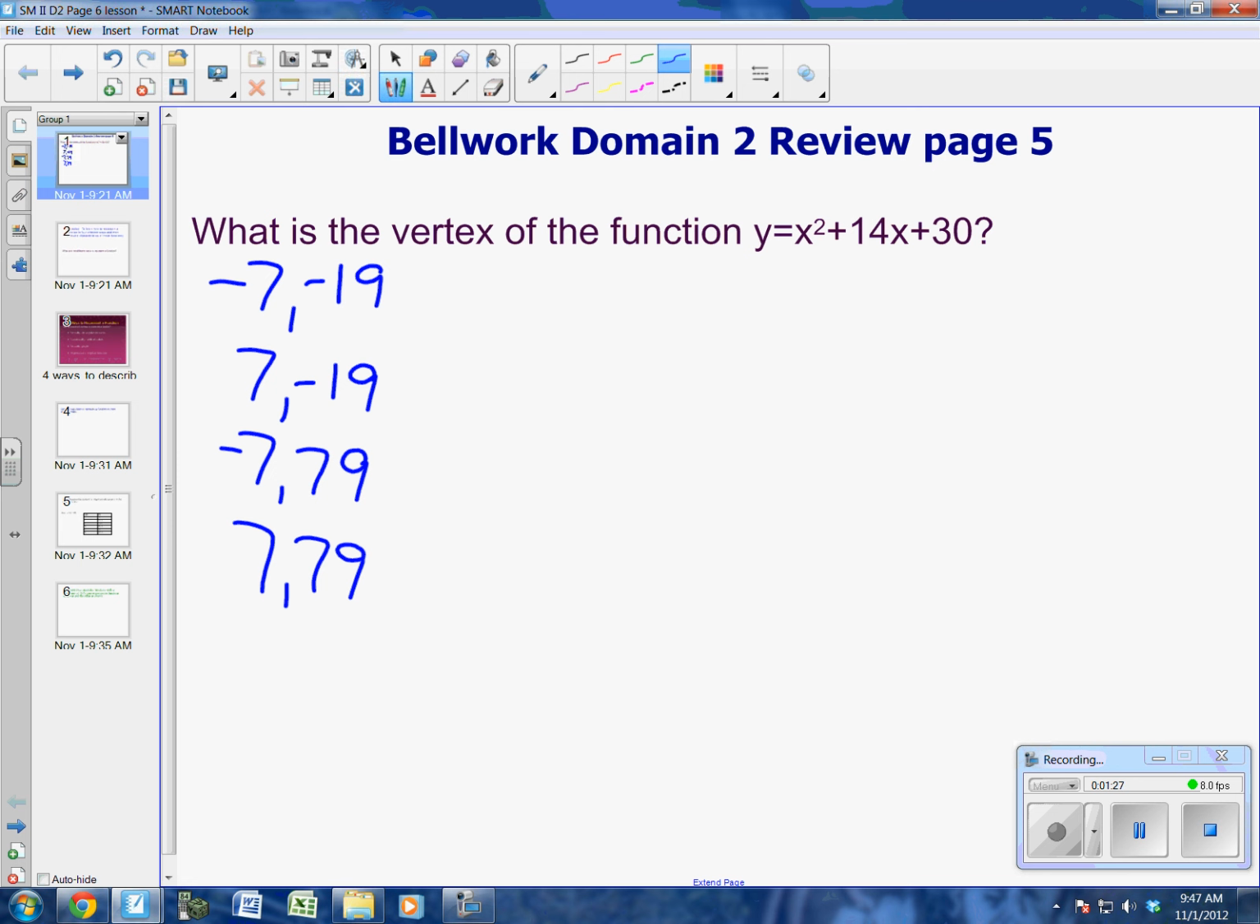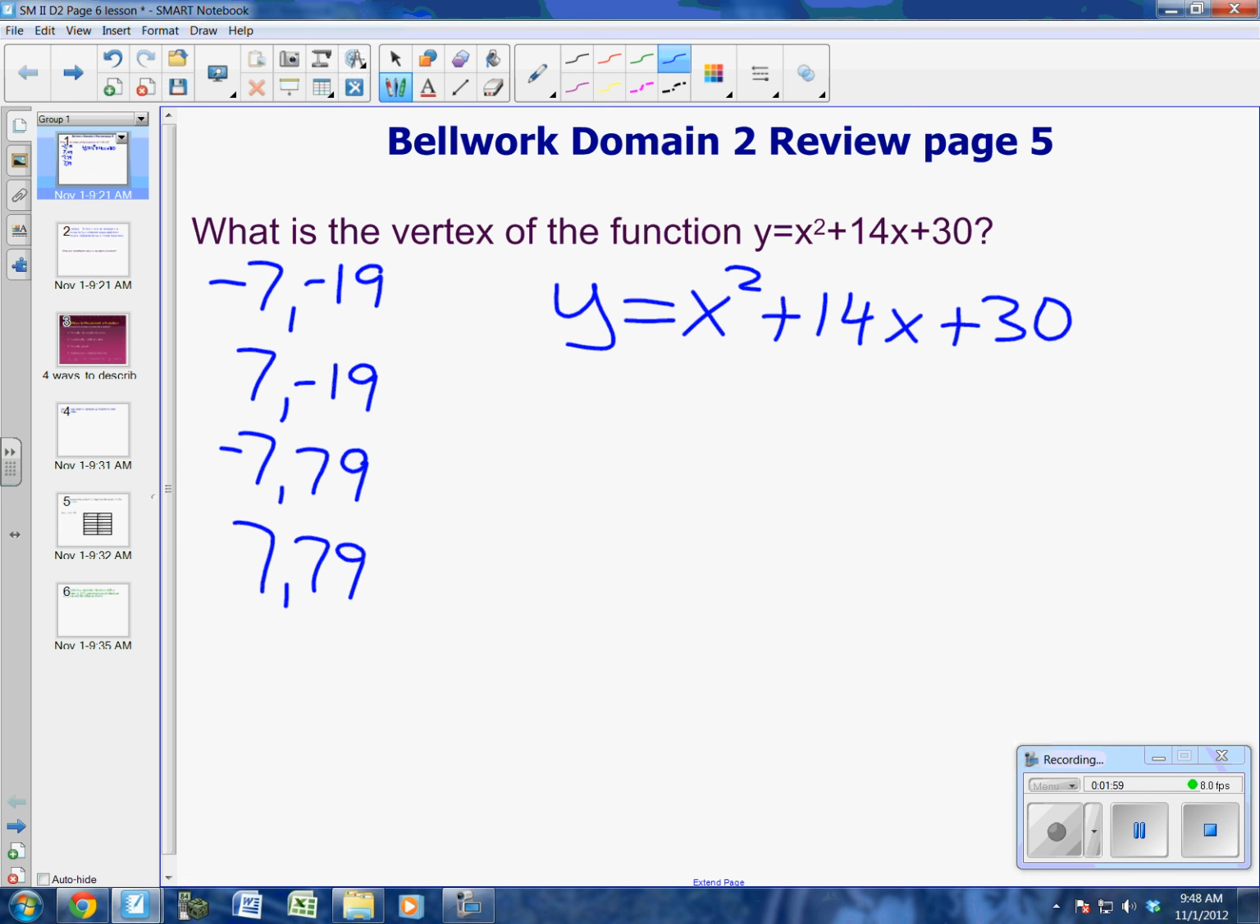Okay, here we go. We have y equals x squared plus 14x plus 30. And we are... Say that again? I couldn't hear you, Lacey. No, that's when we are factoring them to find the x-intercepts. Remember, we're trying to find the vertex, we're going to put this in vertex form. So what do we have to do to put this in vertex form?